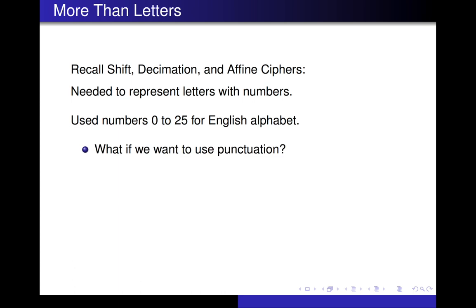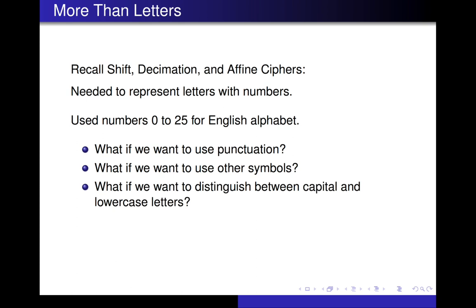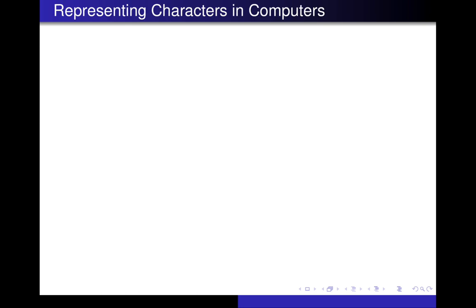For instance, what if we wanted to use punctuation? What if we wanted to encrypt punctuation? What if we wanted to encrypt other symbols? And finally, what if we want to distinguish between capital and lowercase letters? Our 0 to 25 encoding did not allow us to do that. So this will, of course, require more than 26 numbers, and it's going to lead us to ASCII.